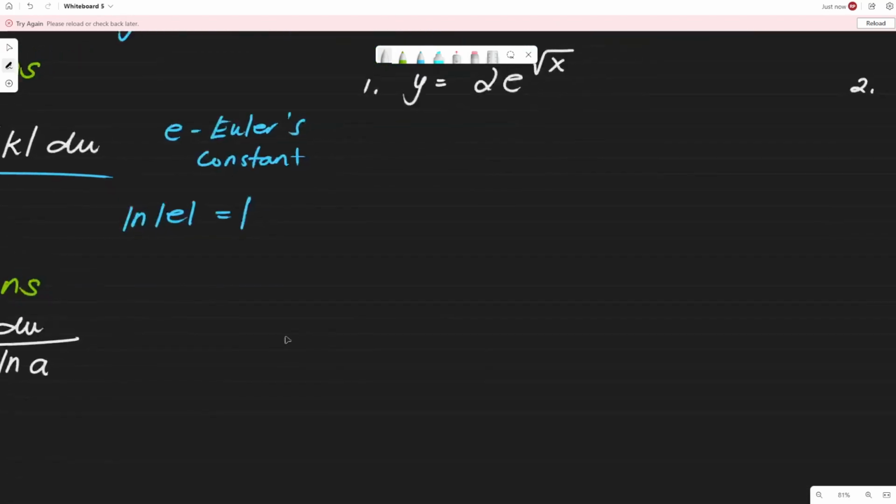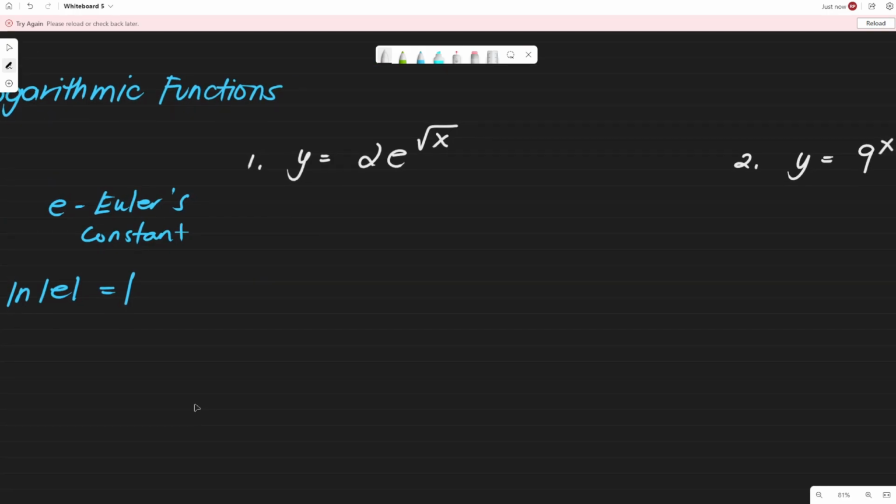So let us try to solve. We have here our first example, y is equal to 2e raised to square root of x. You need to identify what is u, just like doon sa ating mga naunang transcendental functions. In this case our u is square root of x. The derivative of square root of x is 1 over 2 square root of x. So, bakit siya naging 1 over 2 square root of x? Teka, ayusin natin.